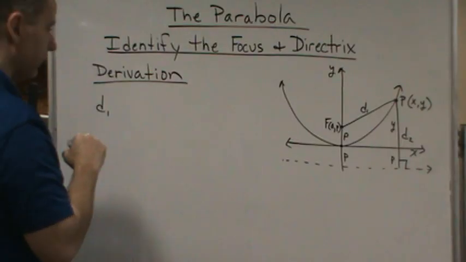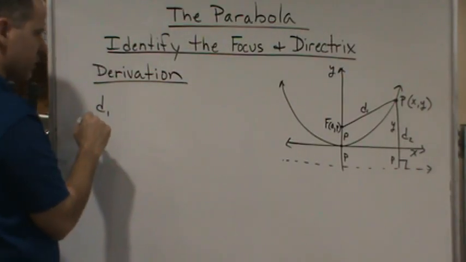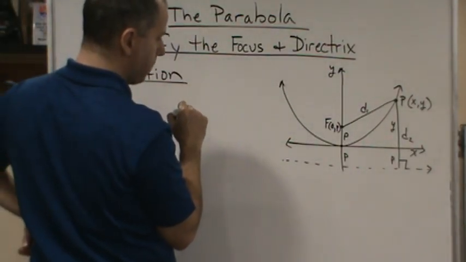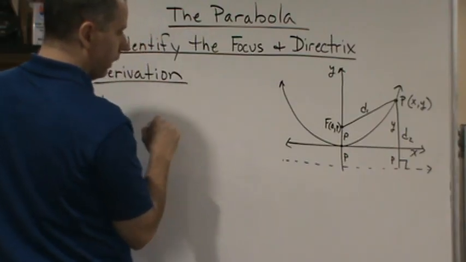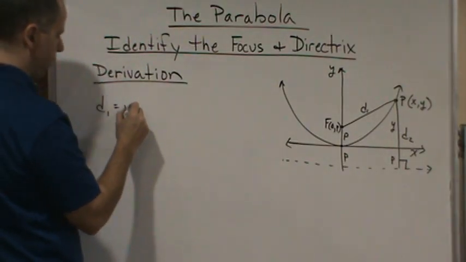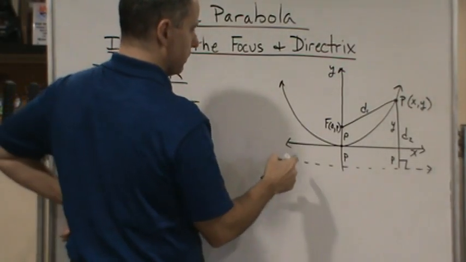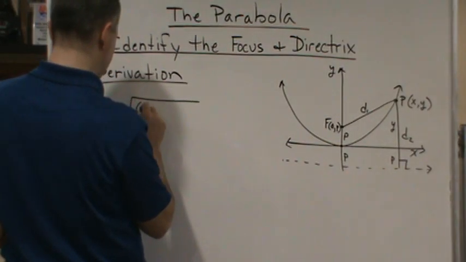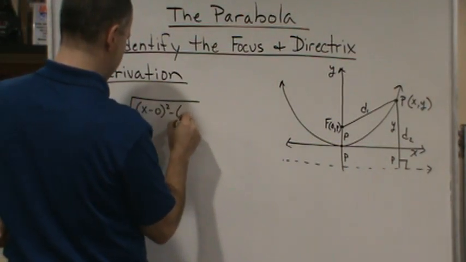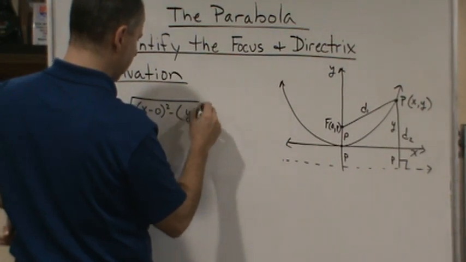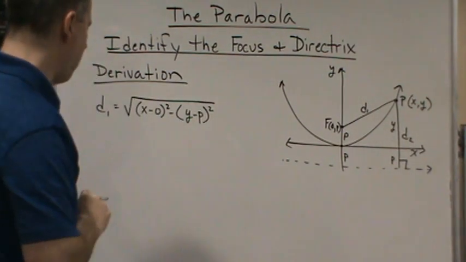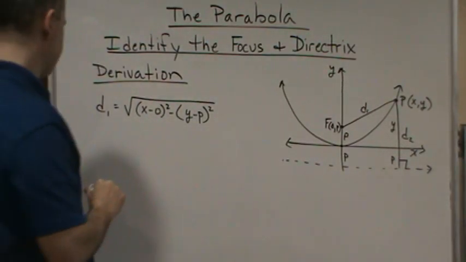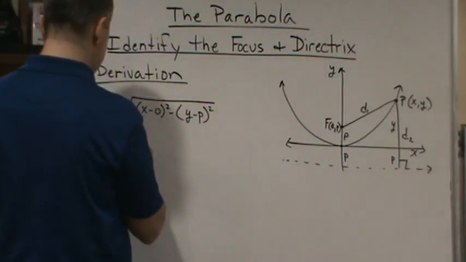Now, distance 1 is going to be given by the distance formula. And so the distance from the point to the focus is going to be the square root of x minus 0 squared plus y minus p squared. So we'll let this represent distance 1.